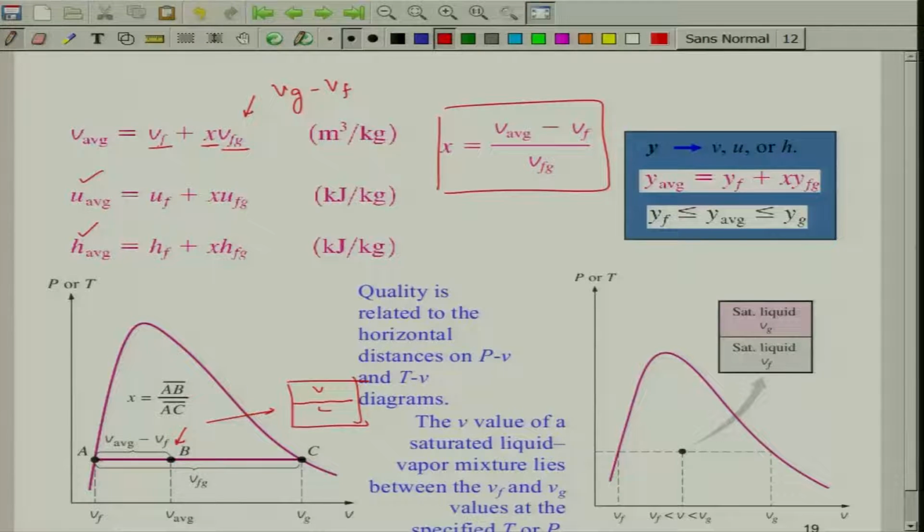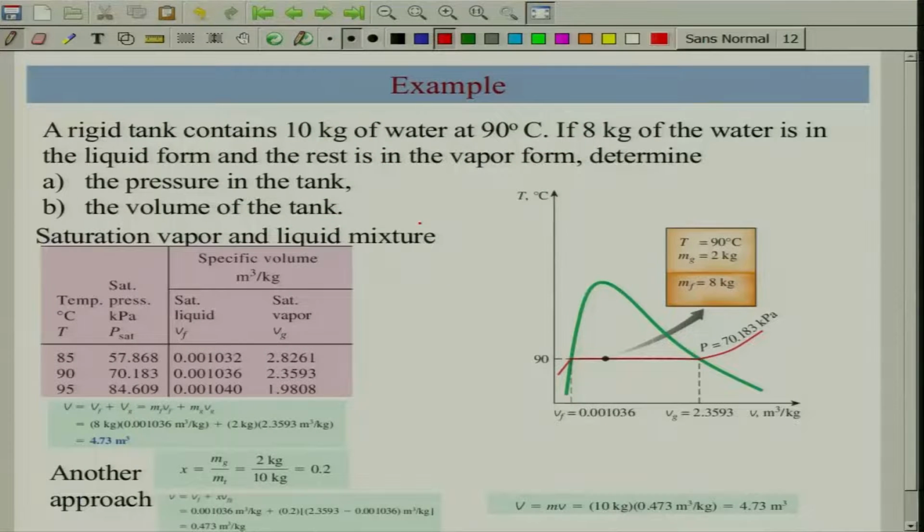So, this will be AB, A and B, divided by the total length here. That means essentially you can use the graphical approach also if you have the data and if you can plot it. But if you have the numerical values, you can clearly use that. The other thing is that if you see this data, the specific volume of the gas is going to be much, much larger than the specific volume of fluid. Hence, for any point here, the volume will be in between these two points. So, now let us do an example.